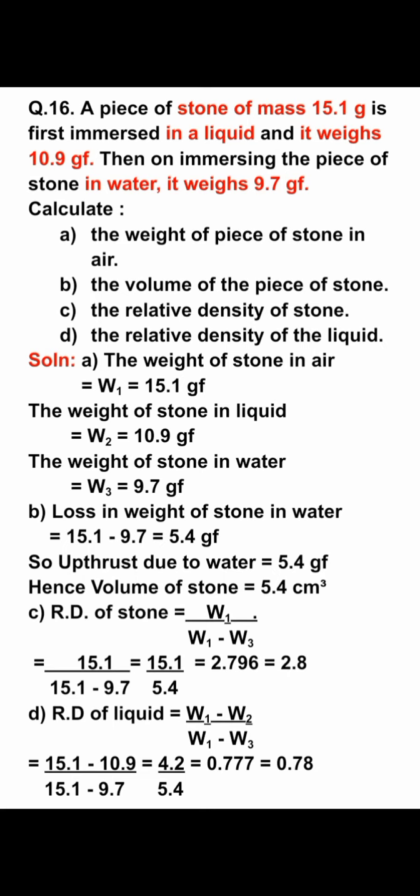Now the relative density of the liquid, the fourth part. Its formula is W1 minus W2 divided by W1 minus W3. Just substitute the values: 15.1 minus 10.9 by 15.1 minus 9.7, which comes to 4.2 by 5.4, and after dividing it comes to 0.777 and so on, which can be rounded off to 0.78. That is the answer.